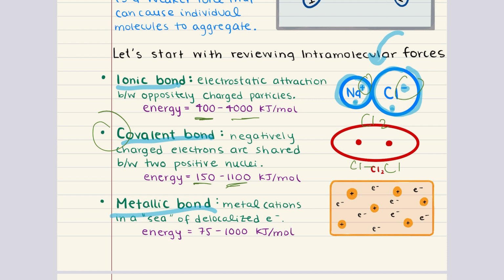The exact bond strength depends on the type of covalent bond. Is it a single, double, or triple bond? With a triple bond being the strongest and the single bond being the weakest.